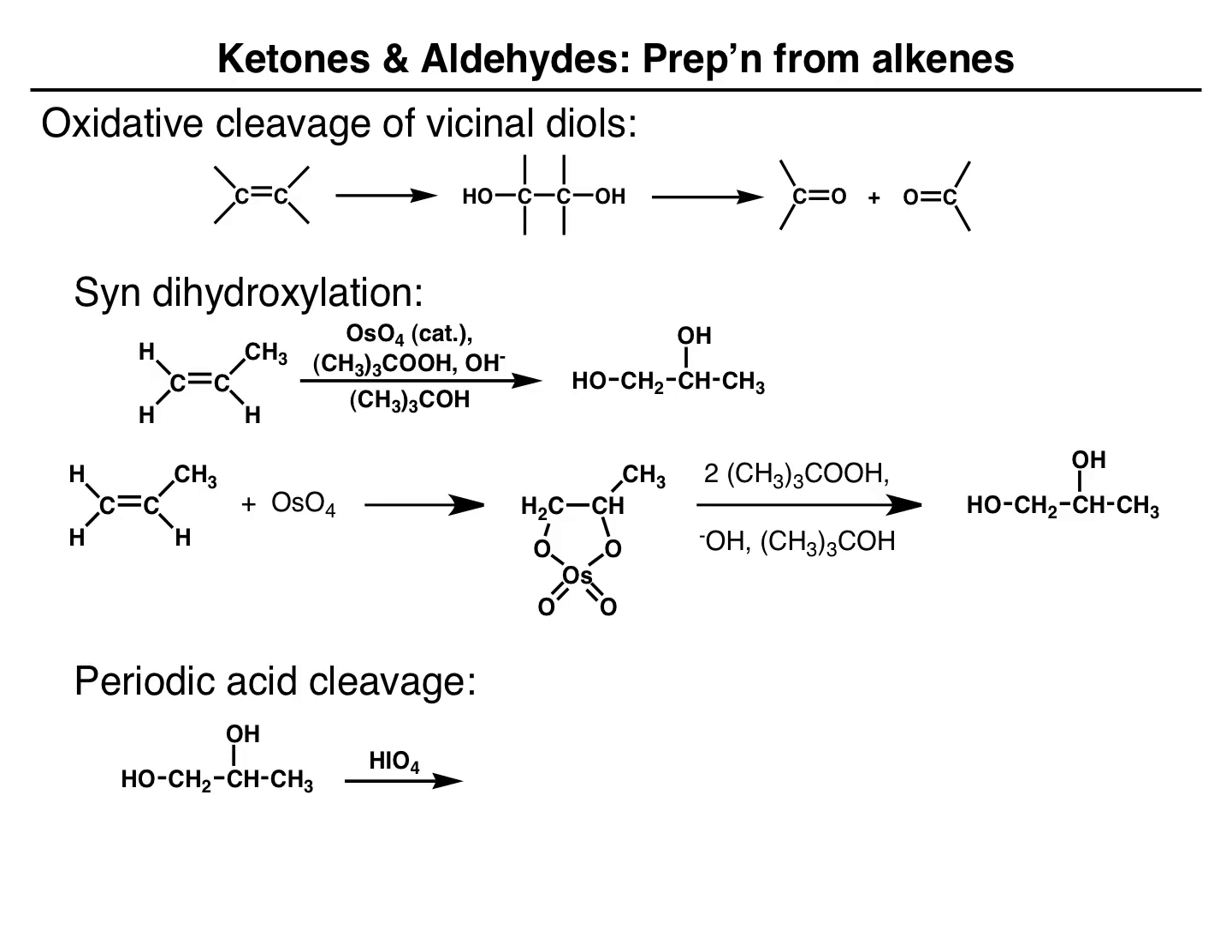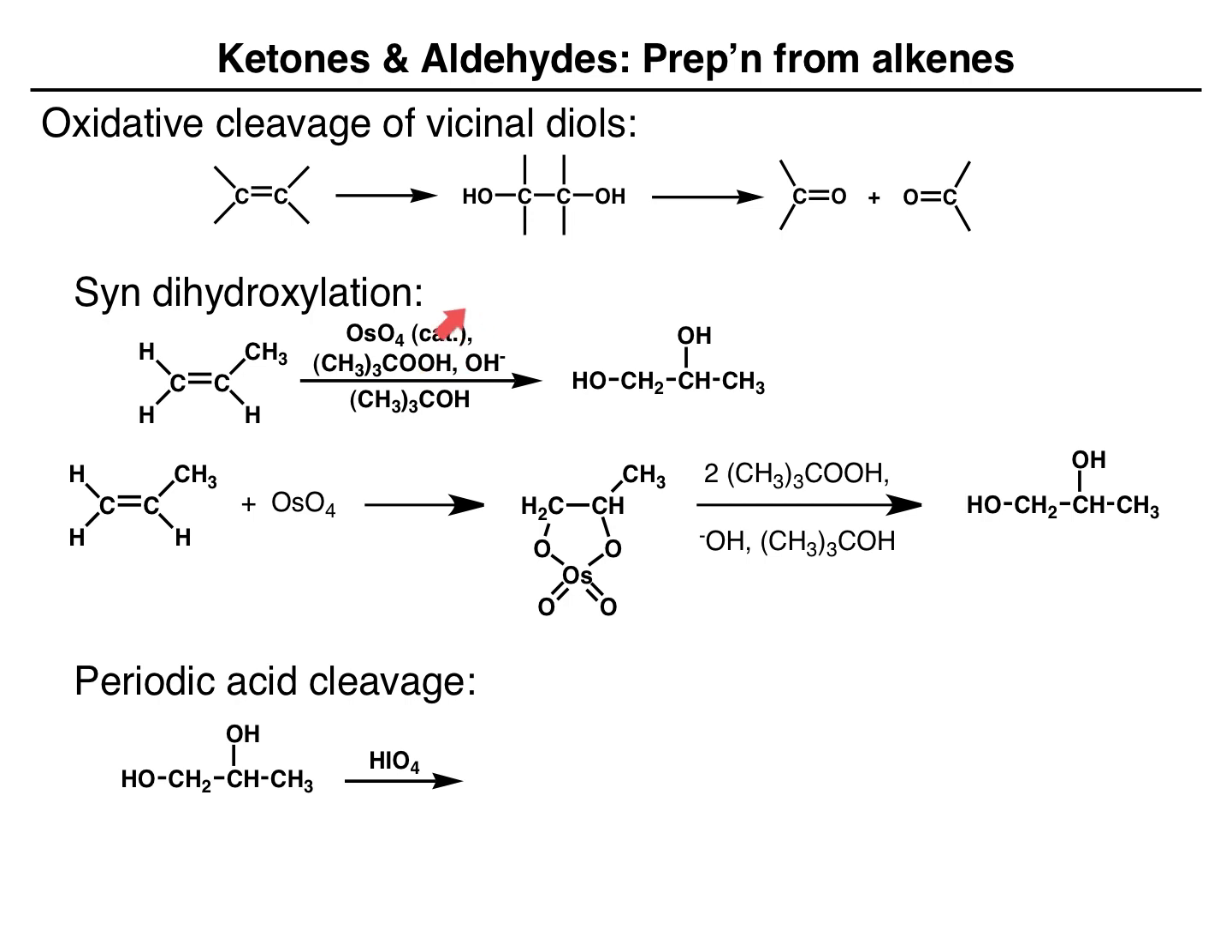Ketones and aldehydes can be prepared from alkenes, and one method involves the oxidative cleavage of vicinal diols. But because diols can be prepared from alkenes, the net result is oxidative cleavage of the alkene. For the first step, the alkene can be converted to the vicinal diol by carrying out a dihydroxylation.